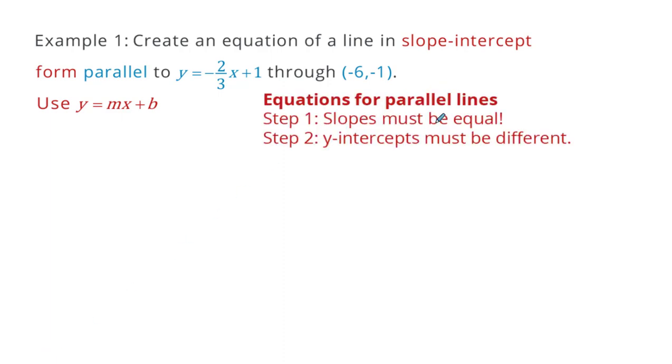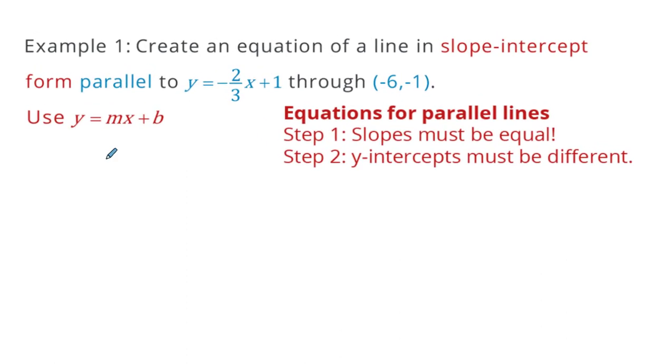Step 1, your slopes must be equal, meaning that you're going to use the exact same slope all over again. And which part here is the slope? It is your m. So you're going to reuse your m when I want to make a parallel line. Okay, so we're going to keep the same m.